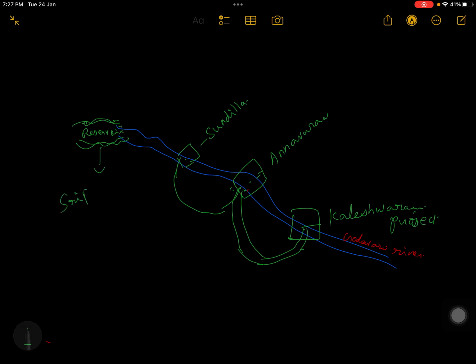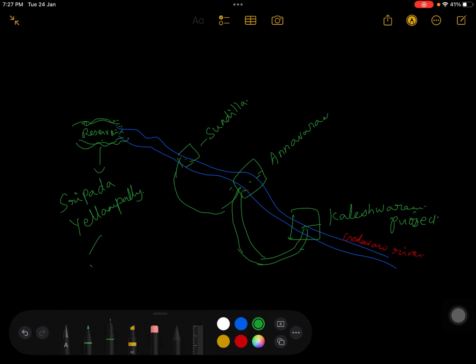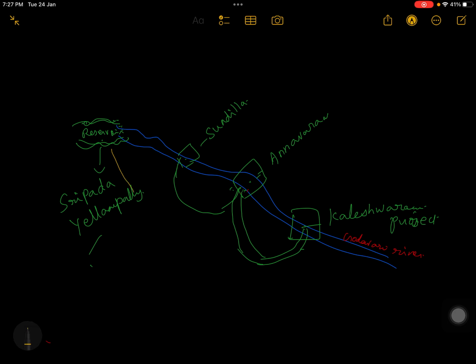So this place is Sripada Yellampalli. From this reservoir, the 30 TMC of water for drinking water will be supplied. Now from Sripada Yellampalli to the Kaleshwaram project, that is Medigatta, this is link 1.